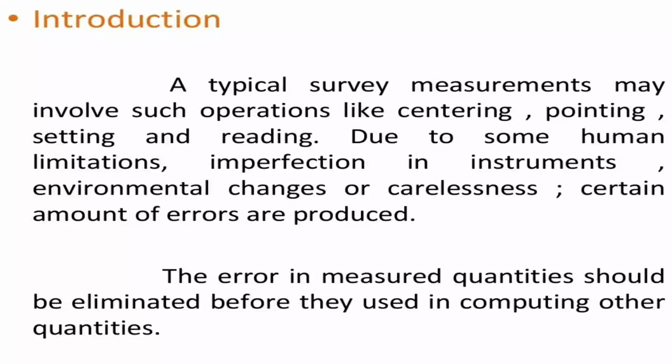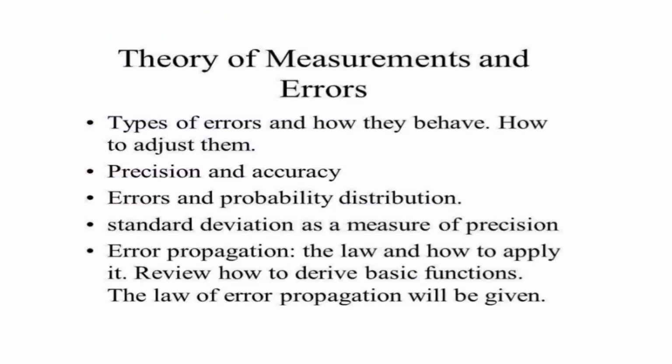Introduction. Typical survey measurements may involve operations like centering, pointing, setting, and reading. Due to human limitations, imperfection in instruments, environmental changes, or carelessness, a certain amount of error is produced. The errors in measured quantities should be eliminated before they are used in computing other quantities.